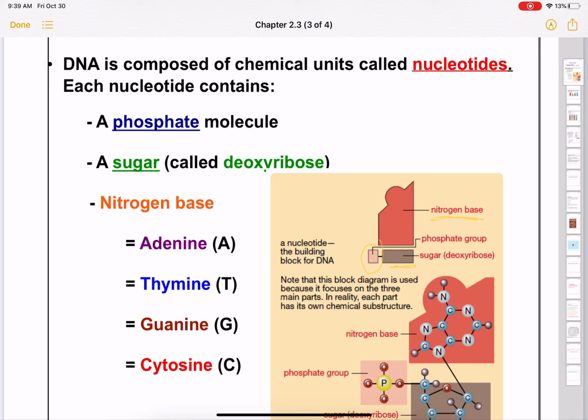And then the nitrogen base is, I'm going to say the most important part, but it is important because we are going to focus on that part of it, just because they could be different. So there's 4 different types of nitrogen bases you can have. Adenine, which we will signify as A, thymine, which is T, guanine, which is G, and cytosine, which is C.